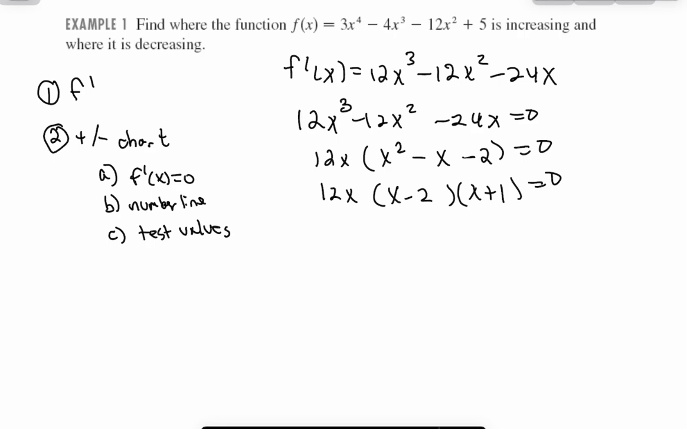So we're still on part A of step 2. We need to find values where the first derivative equals 0. So we have values of 0, positive 2, and negative 1. So now we can move on to step 2b. Actually, let's make a number line chart.